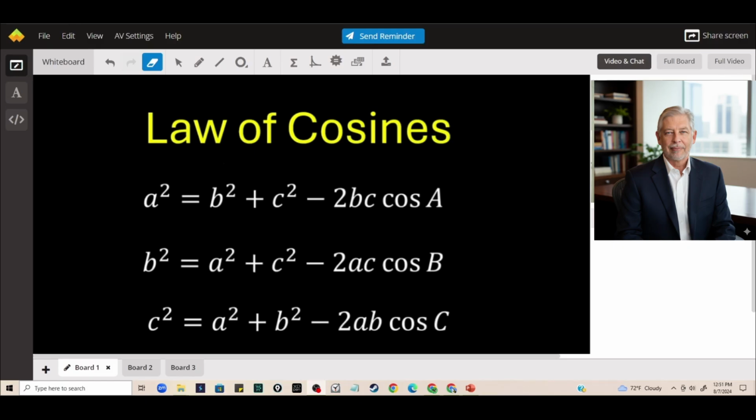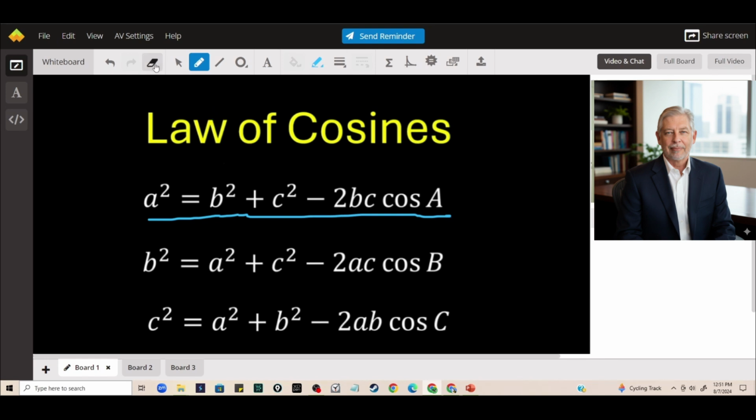Today we're going to talk about the law of cosines, and really how we're going to derive or come up with the different formulas for the law of cosines. We're basically going to concentrate on the first one. If you can do the first one, you can do the other two.